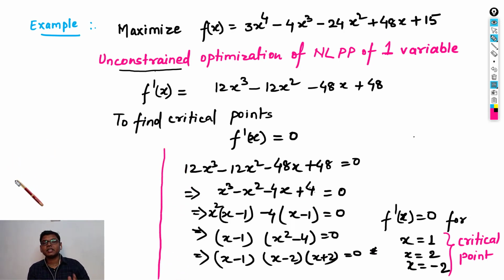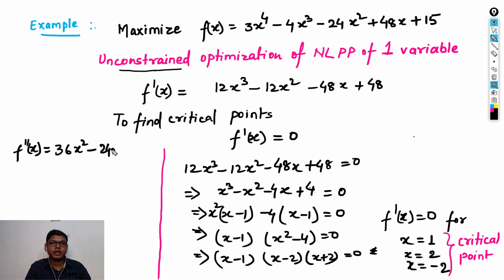So for checking whether it is maxima or minima, what do we need to calculate? We need to calculate f double prime x. That means we have to differentiate this once more with respect to x. It will come 36x square minus 24x minus 48. Now we will check. At 1, if you put x value 1, what is the value? It's coming 36 minus 24 minus 48. It's a negative value, less than 0. So if f double prime is coming less than 0, you will be getting maxima at 1.